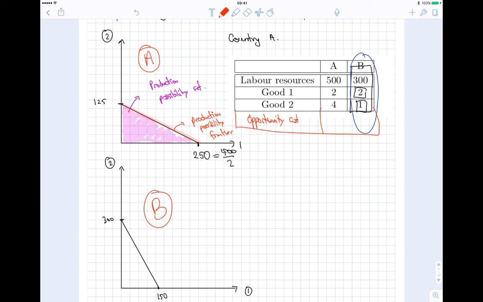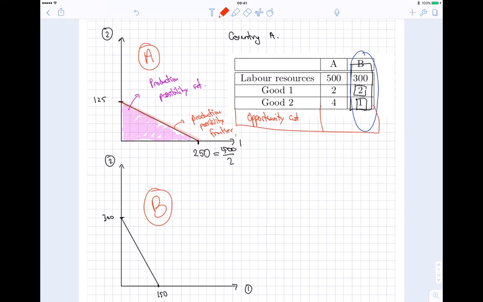Every time I say opportunity cost, I have to be careful, because it could be the opportunity cost of good 1 or the opportunity cost of good 2. Both of them should work. It's a matter of which one you choose. I'm going to choose the opportunity cost of the good that I put on the x-axis. So I'm going to say opportunity cost of 1, in terms of 2. In other words, when I want to produce an extra unit of good 1, how many units of good 2 am I giving up?